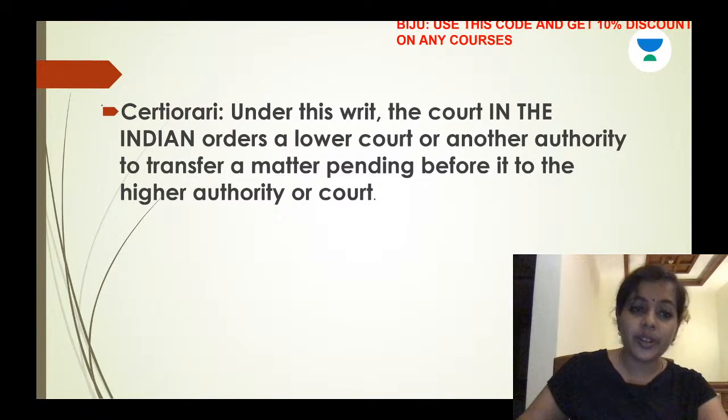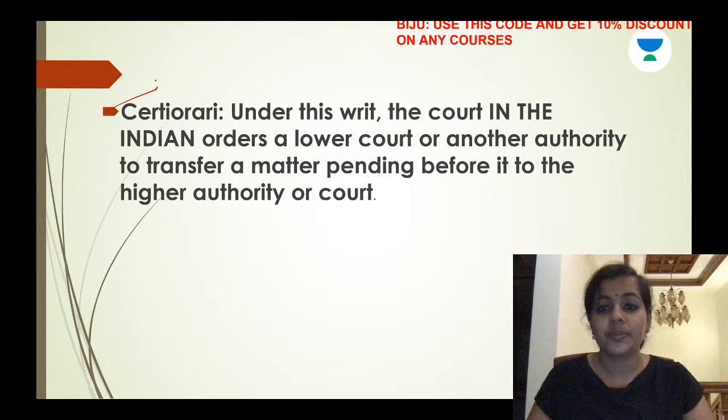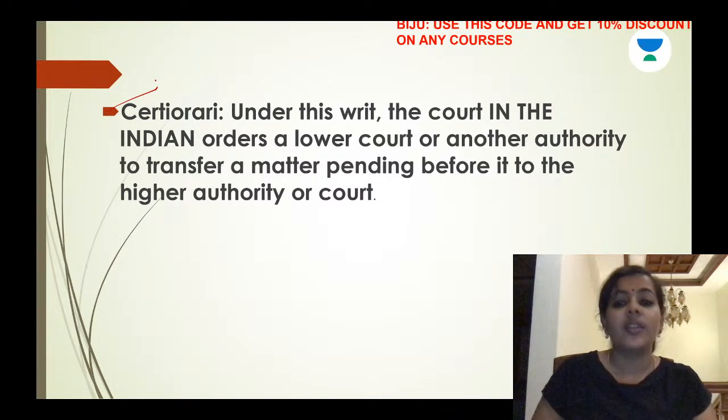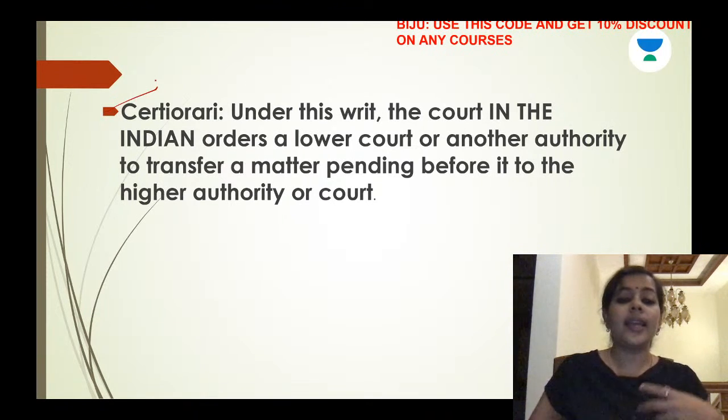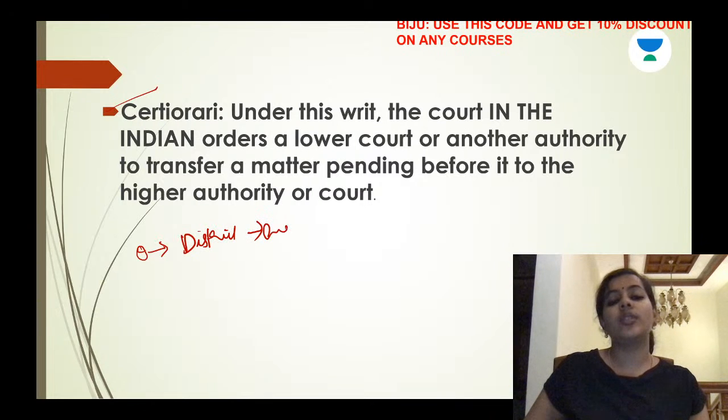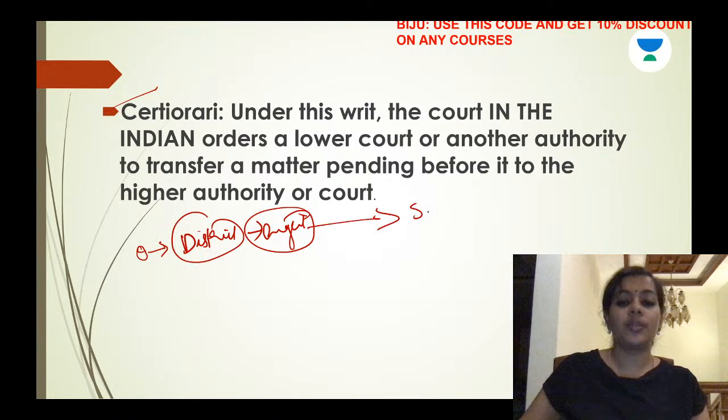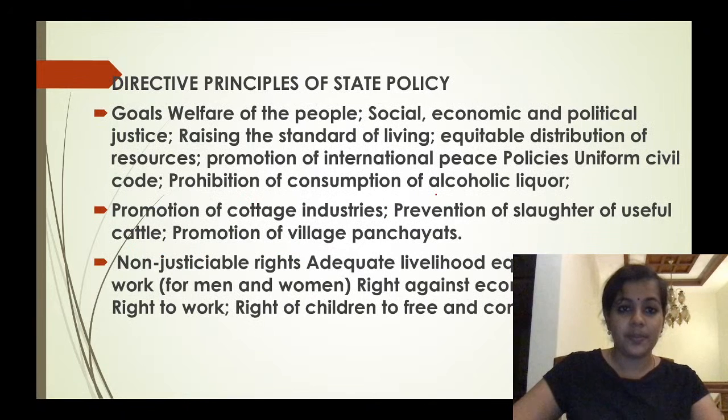Then the other important term is certiorari. The court orders a lower court or another authority to transfer a case. Like a District court can sometimes transfer a case to the High Court, and the High Court to the Supreme Court. This is known as certiorari in simple terms.